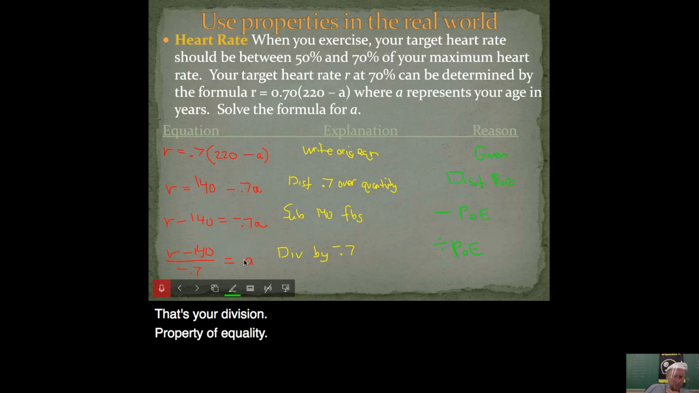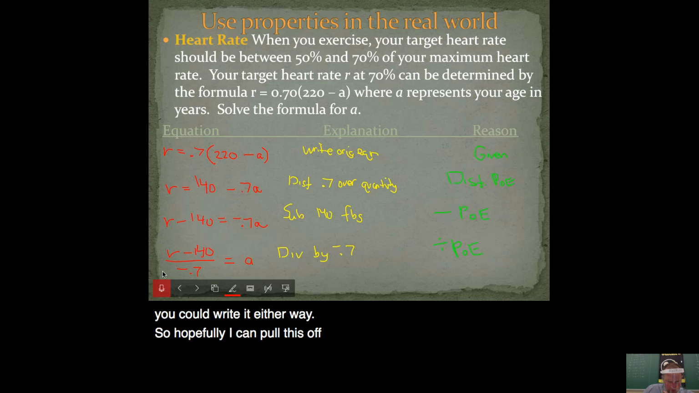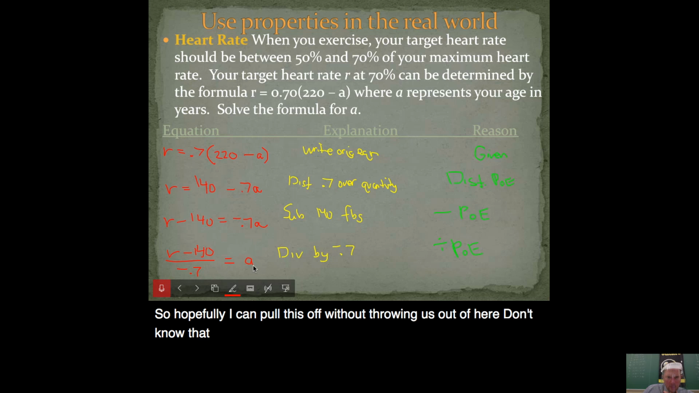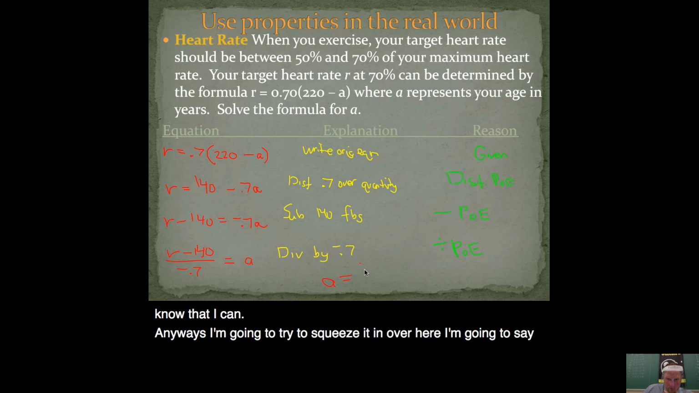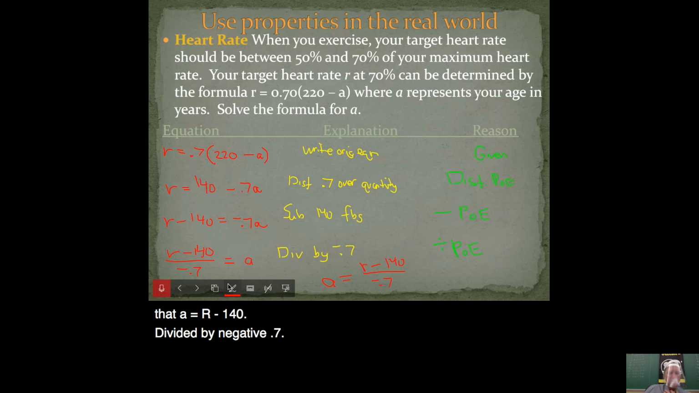Now, if you left it like this, it is solved for A, but we talked about those properties on the previous slide, where if this thing equals this thing, you could write it either way. So hopefully I can pull this off without throwing us out of here. Anyways, I'm going to try to squeeze it in over here. I'm going to say that A equals R minus 140 divided by negative 0.7. If it's equal this way, it's equal that way.